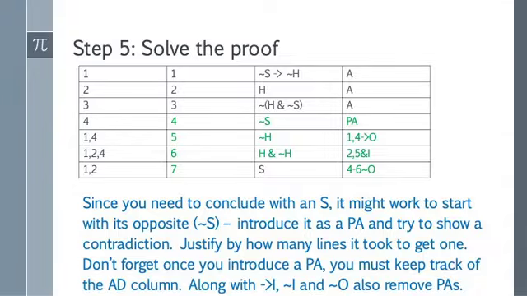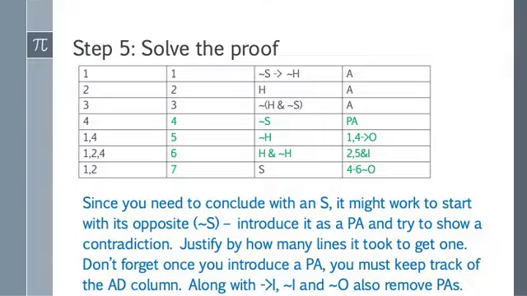Since you need to conclude with an S, it might work to just start with the opposite, right? Not S. And not only is it a good indication because you have just a capital letter there to use the opposite of it, but because you do have dashes. So usually you're like, oh, I can get the dash from here and show a contradiction. So introduce not S as a PA, temporary or provisional assumption, and try to show a contradiction.